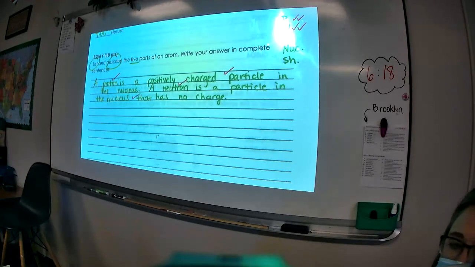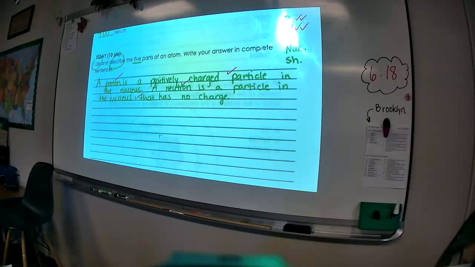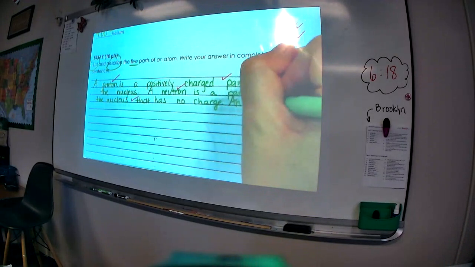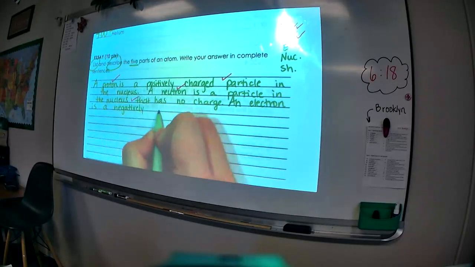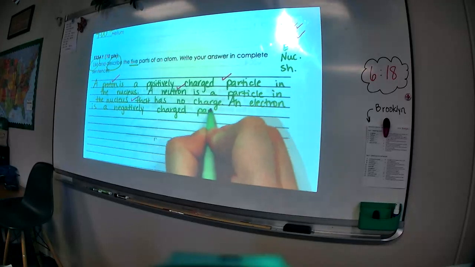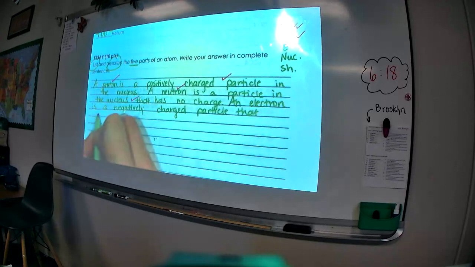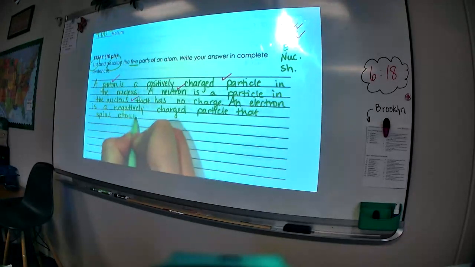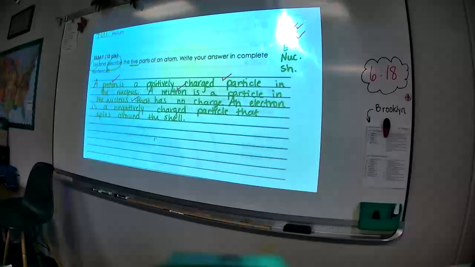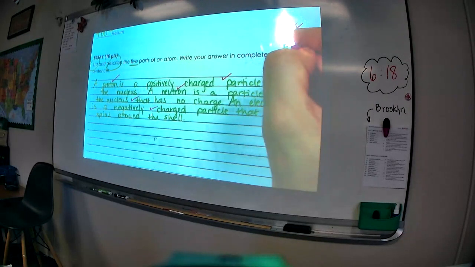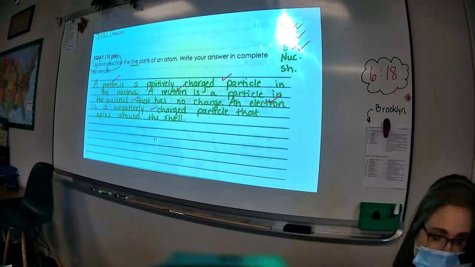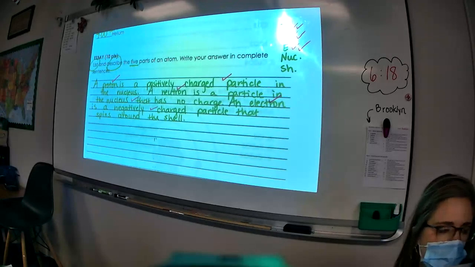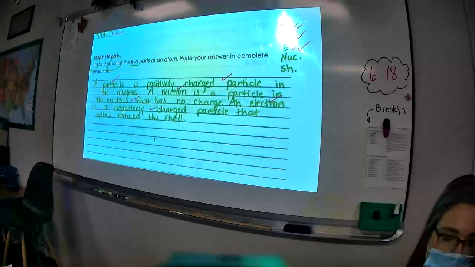All right, electron. Sophie. An electron is a negatively charged particle that spins around the shell. Good. You can say that too, sure. We named it, electron, and described it: negatively charged particle. So 2 check marks there. So far we've got 6 of the 10 points. Okay, Kayla, do the nucleus for me, please.